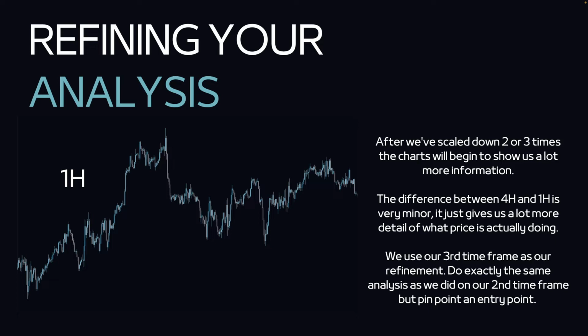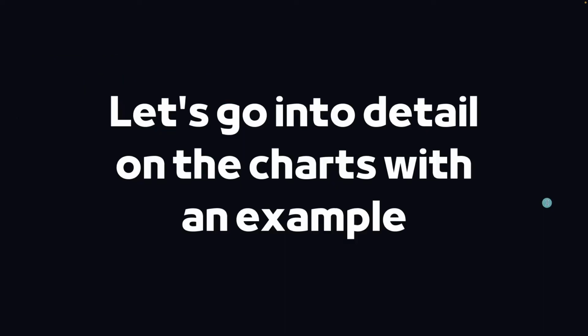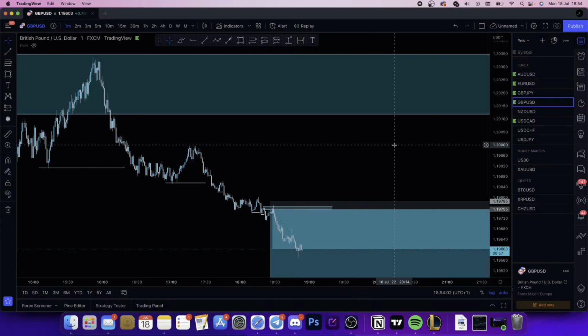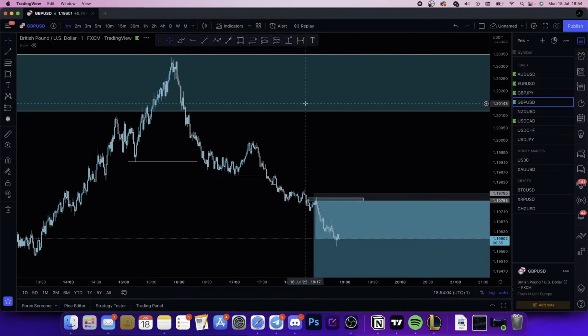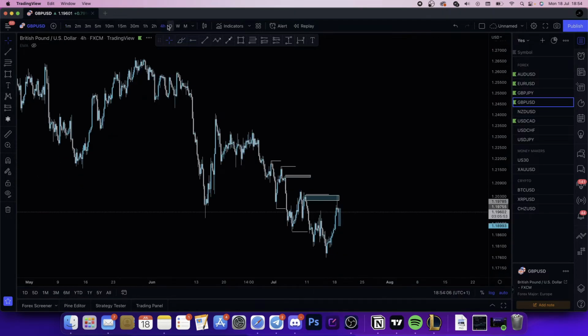Once we refine, we can start to pinpoint our entry point, and then we drop into the lower time frame, and then we will eventually get into entering a trade. So let's go into detail on the charts with an example. Okay, now we're on TradingView. I'll actually use the trade I've just used.